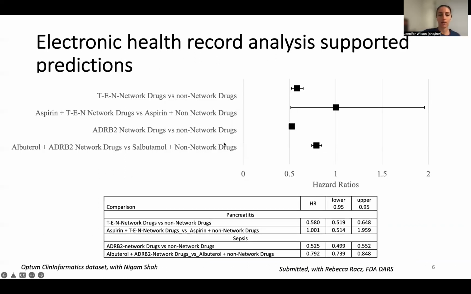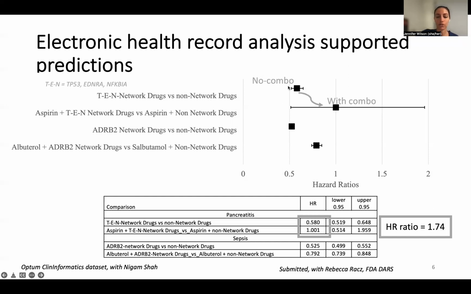To give you a flavor of what came out of the electronic health record analysis, I've highlighted 2 examples here. On the top, we have the TEN network class, which meant that the networks had P53, EDNRA, or NF-kappa B IA downstream. We measured the relative risk without the combo between the network and non-network class, and then with the combo. In this case, aspirin, in the far upper left, was the predicted combination drug. Importantly, aspirin was not associated with pancreatitis on the drug label, but was only associated with pancreatitis when used in the background of these other drugs.